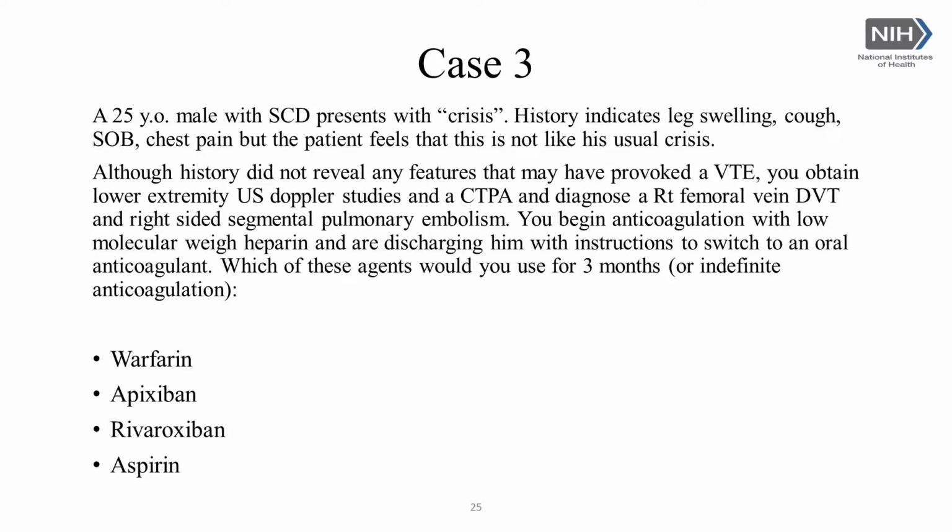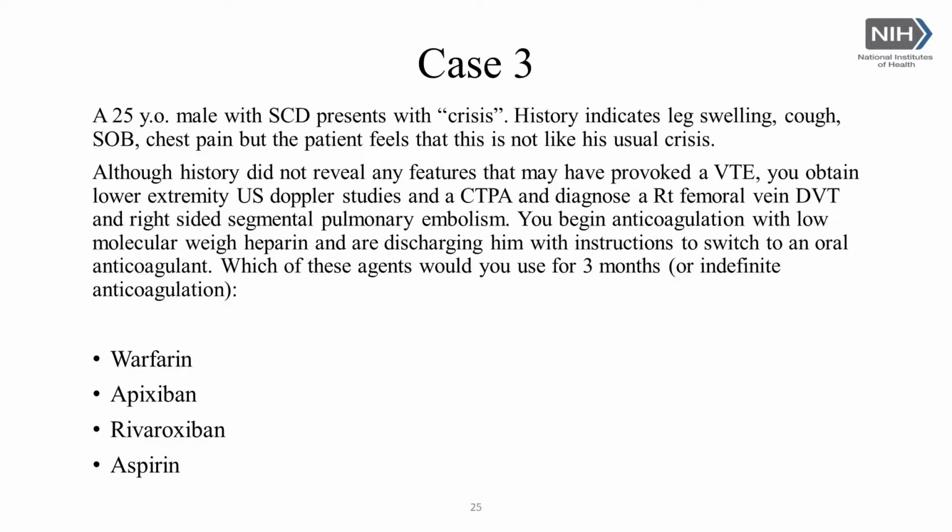You obtain a lower extremity ultrasound and a CTPA, and you are, surprise, surprise, diagnosing a right femoral DVT and a right-sided segmental pulmonary embolism. You begin anticoagulation with low molecular weight heparin, and you're going to discharge this patient with instructions to switch to an oral anticoagulant. What agent will you use? And this is a common issue that plagues most people: would you use warfarin, would you use apixaban, rivaroxaban, would you use aspirin?